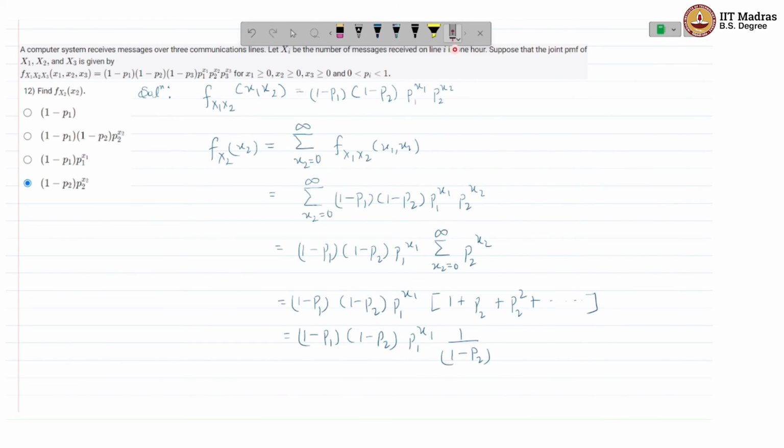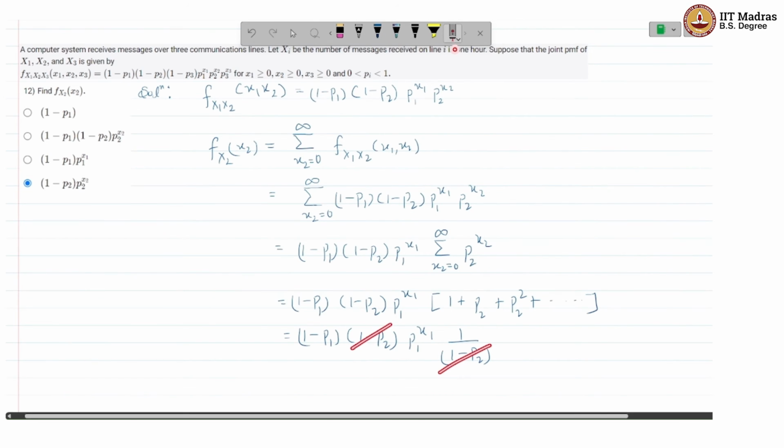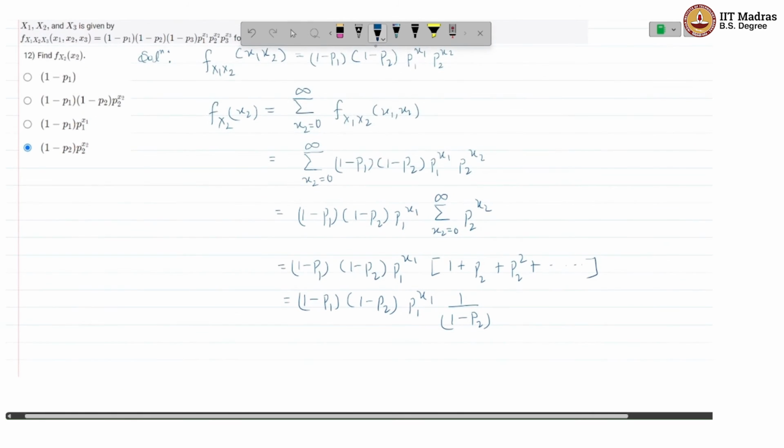So now these two terms will get cancelled, and the marginal of x2 will be (1 minus P1) into P1 raised to the power x1. And this is the required answer. So option number D is correct.